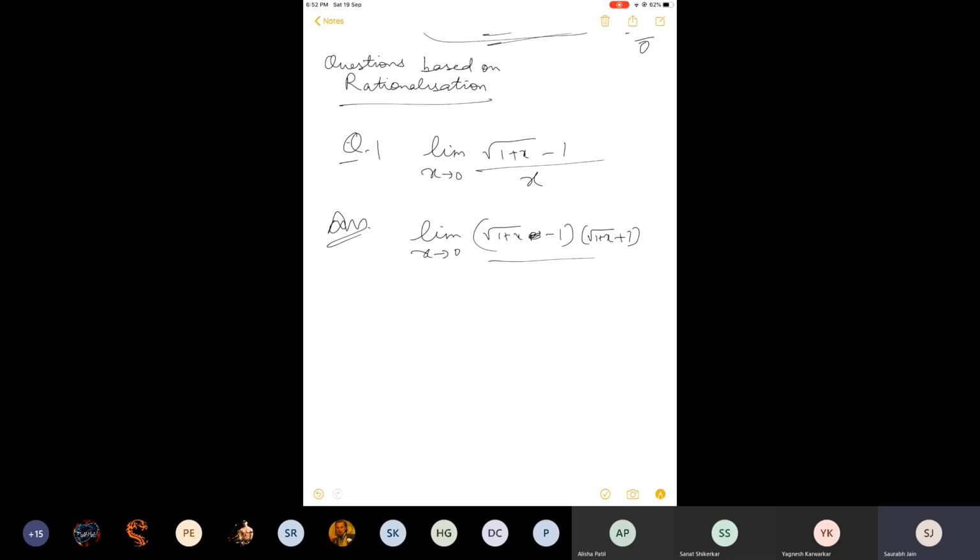Because why are we doing rationalization? First of all, if I put x equal to 0, I am getting 0 by 0. Secondly, by rationalization, it may be possible that I can remove the term which is leading to indeterminate form.